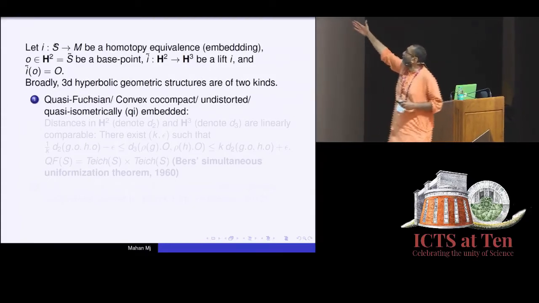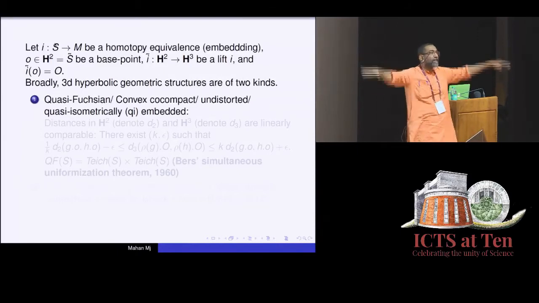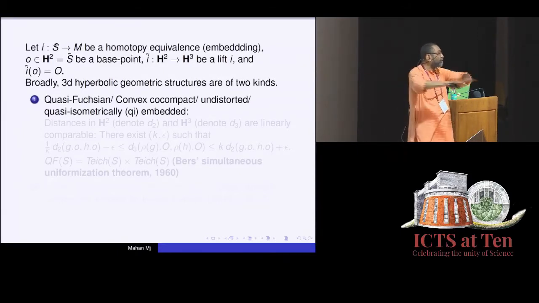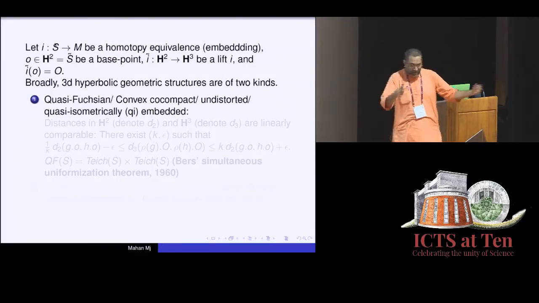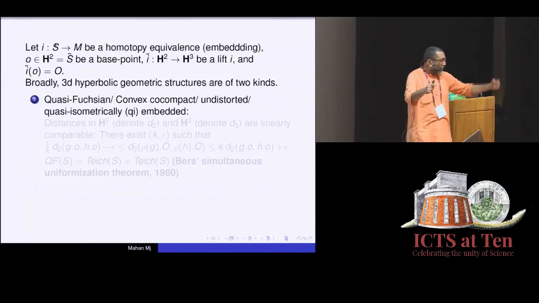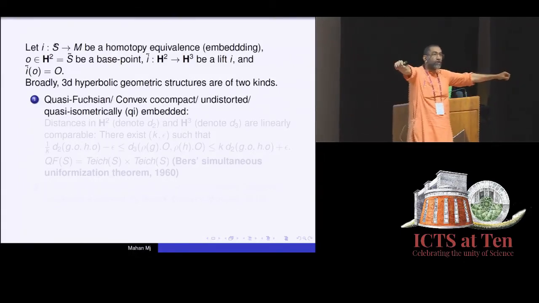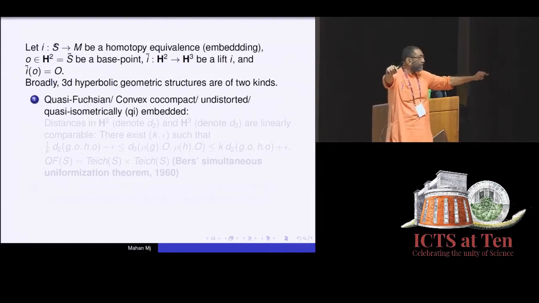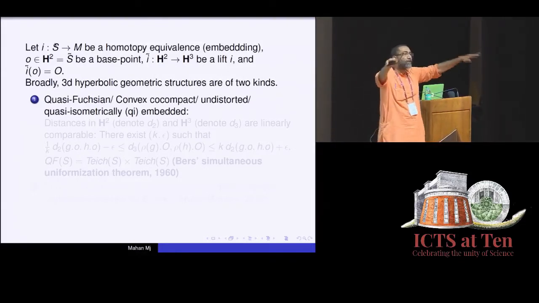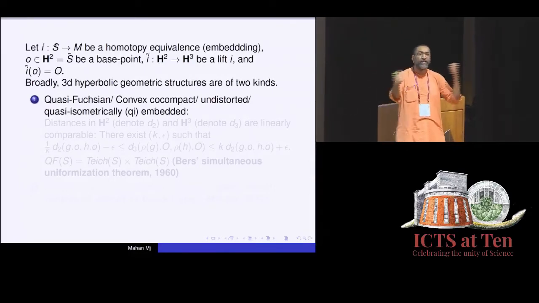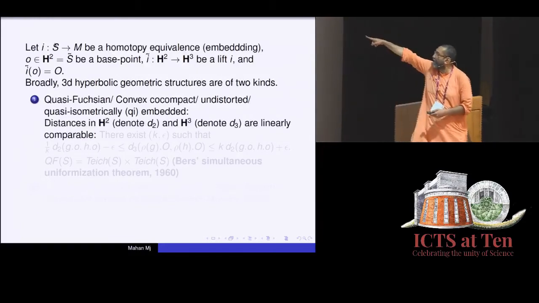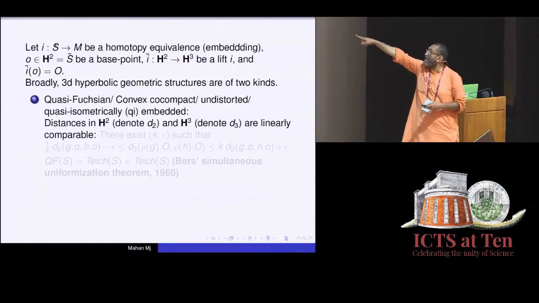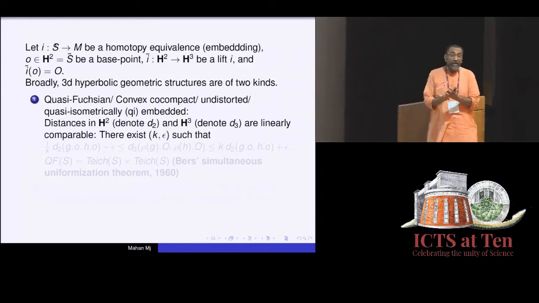What's the point of these? You have this hyperbolic plane sitting inside hyperbolic 3 space. Just think of a crumpled piece of paper, infinite, sitting inside Euclidean 3 space. For 2 points on that crumpled piece of paper, you have two distances. One is the shortest distance in Euclidean 3 space, and the other is the length of the shortest path lying on that crumpled piece of paper. So you can compare these two distances. The intrinsic distance in the hyperbolic plane, denoted d2, and the extrinsic distance in hyperbolic 3 space, denoted d3, are linearly comparable.